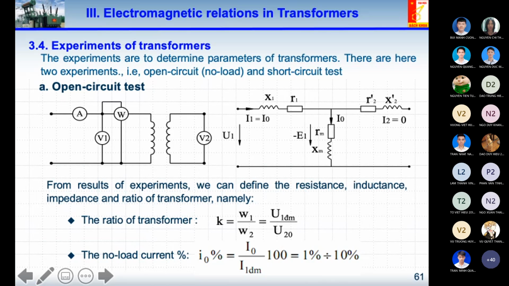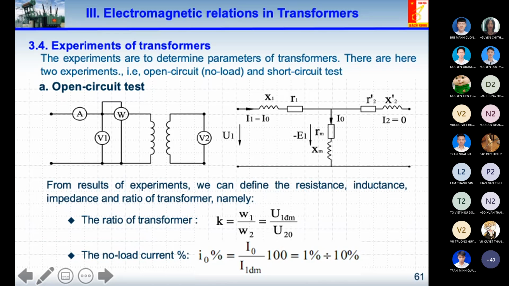You know this concept already. W1 is the turn number of the primary winding, and W2 is the turn number of the secondary winding. E1 is the rated voltage, which is the voltage applied directly to the primary winding of the transformer. And here you can see the no load current, I0 percentage, equal to this expression.